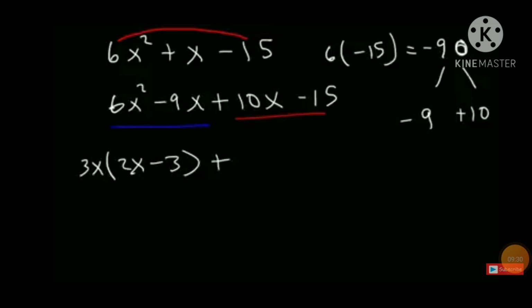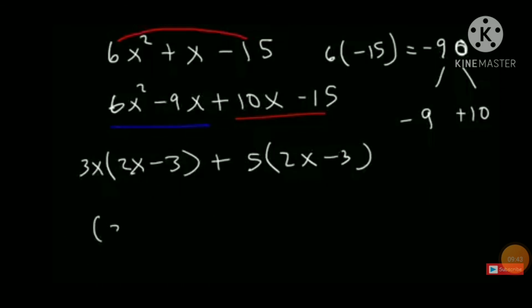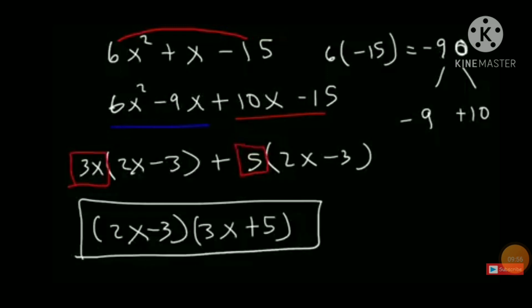In the last two terms, we can take out a 5. 10x divided by 5 is 2x. Negative 15 divided by 5 is negative 3. So now we're going to factor out 2x minus 3. In the next step, you could just write it once, and then what you see here is going to go inside of the next parentheses. So that's going to be 3x plus 5. And so that's how you can factor a trinomial where the leading coefficient is not 1 and when you can't take out the GCF in the beginning.